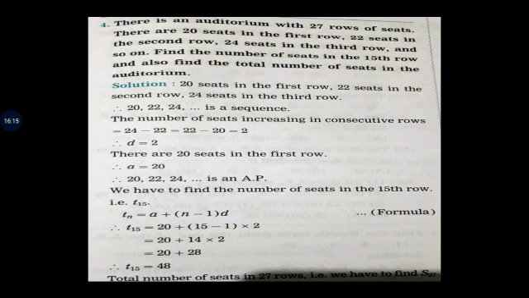There are 20 seats in the first row, that means your A. Now you have to make use of the formula T of N. T of N is equal to A plus N minus 1 into D. Now you have to find the number of seats in the 15th row. So T of 15 is equal to 20 plus 15 minus 1 into 2. That is 20 plus 14 twos, which is 28. So 20 plus 28, that is T of 15, is 48. By using these values of A and D, you have to find the value of S27.